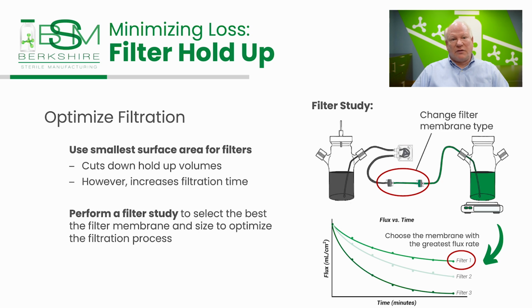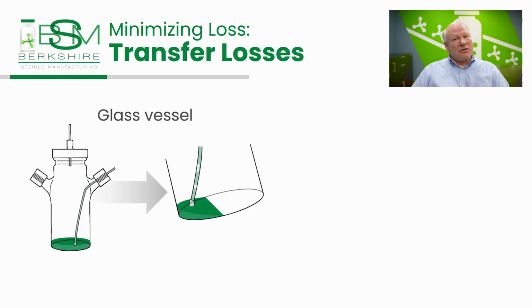Reducing the number of filters, if possible, will also help reduce drug product loss. However, for risk mitigation purposes, many projects typically employ a two-filter setup. Another source of product loss is in the transfer losses.